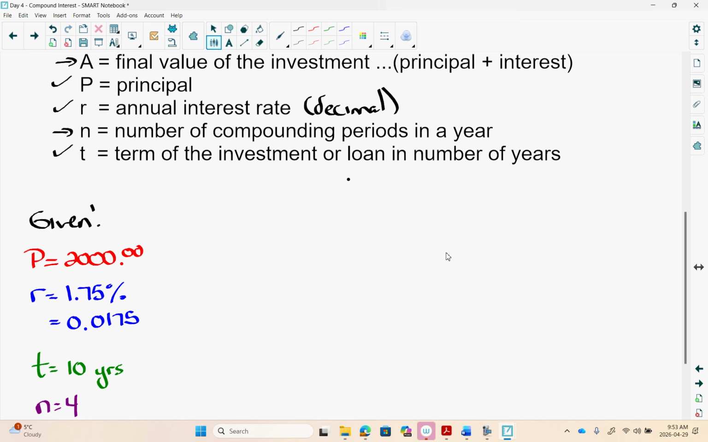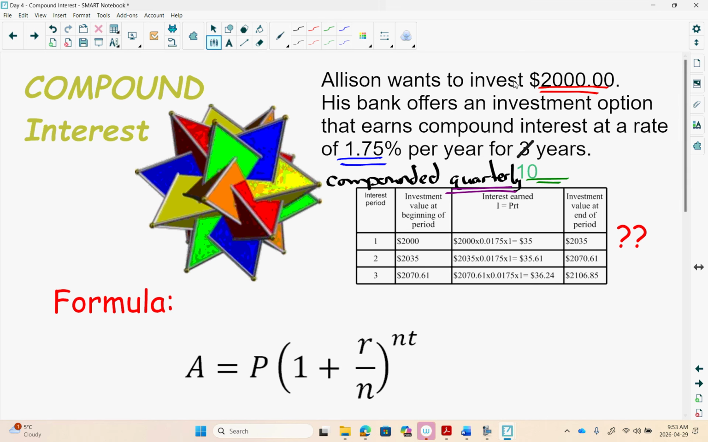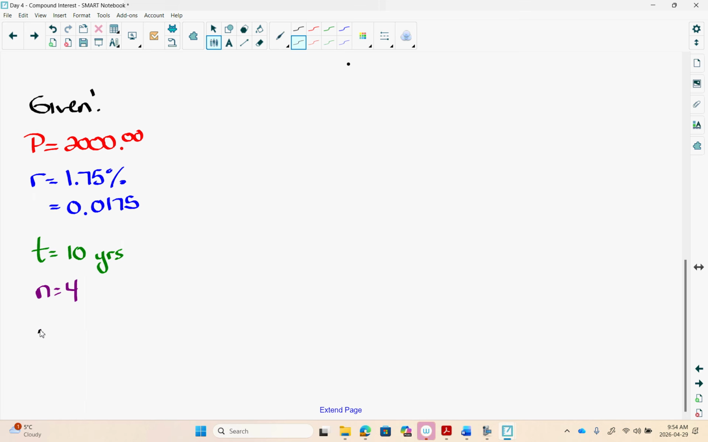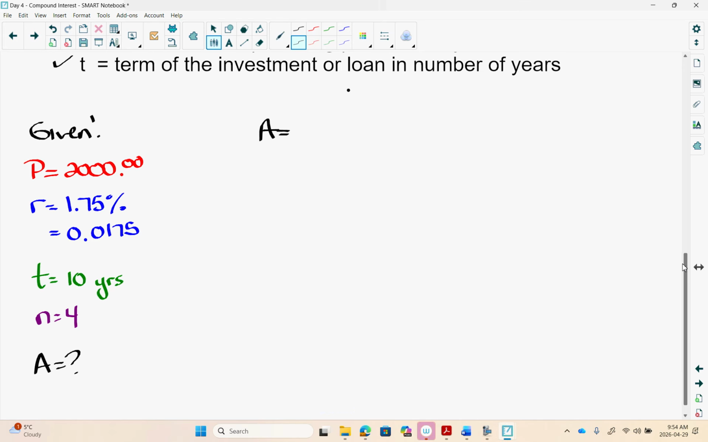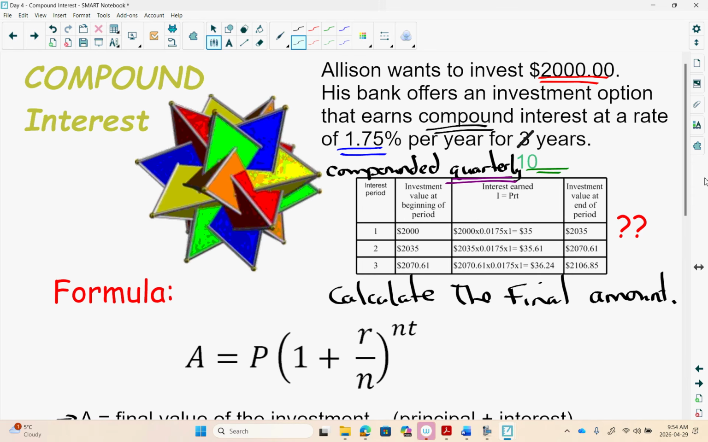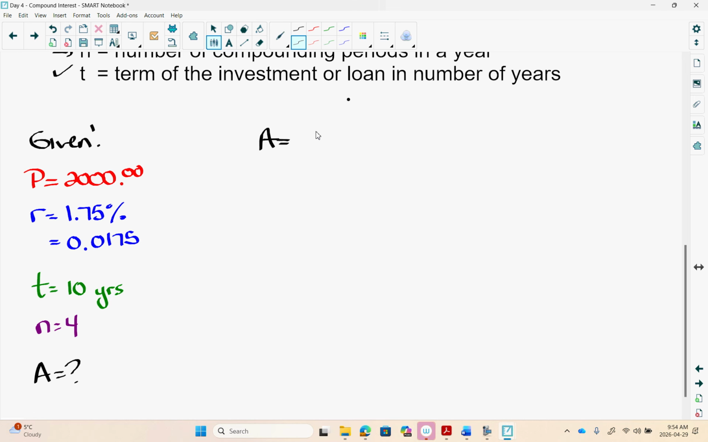Now, suppose the question said, calculate the final amount of the investment. So that's what we want to do. Calculate the final amount. Period. Here's what I'm going to do. I'm looking for A. I know the formula for compound interest. I'm not using I equals P times R times T because it's not simple interest. It says compound interest. It means I have to use this formula.